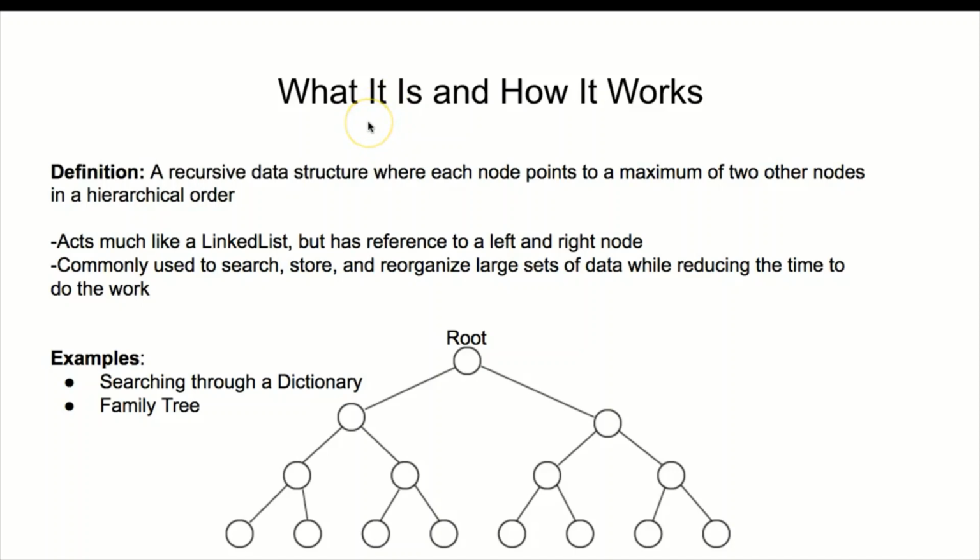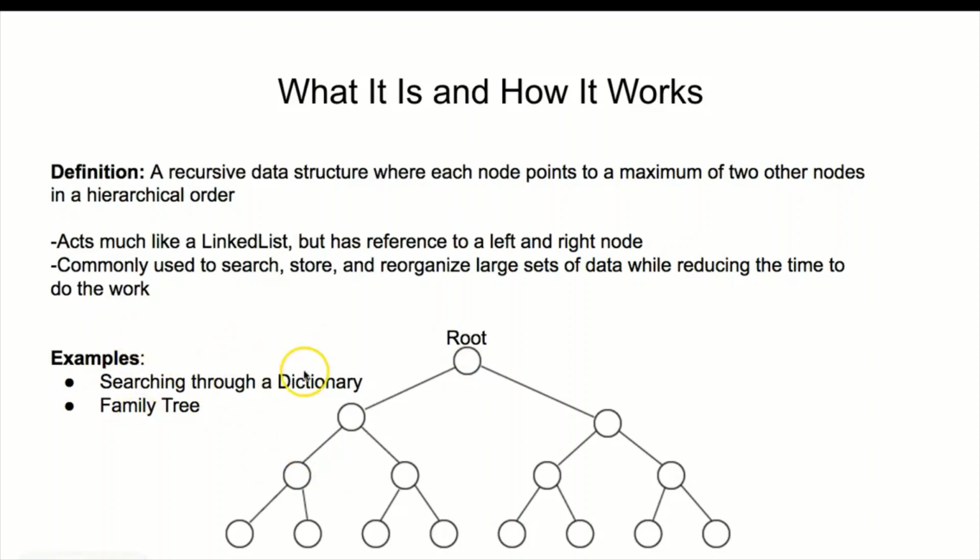Basically, a binary tree is a recursive data structure where each node can point to two other nodes maximum. Essentially, it's very much like a linked list, but now it has a reference to a left and a right node. We can still use this to search, store, and organize larger sets of data because it actually reduces the time to do the work, if we're only working with half of the data set, especially depending on how you organize it.